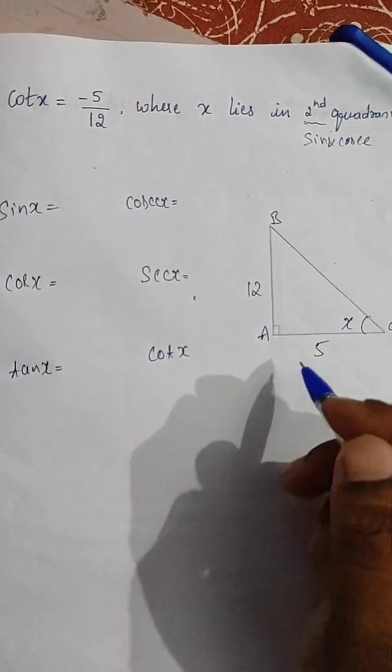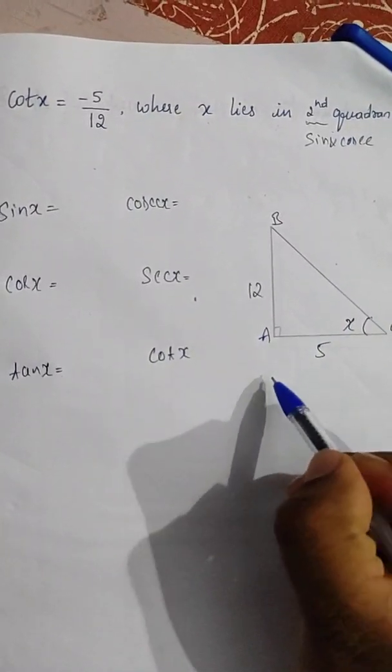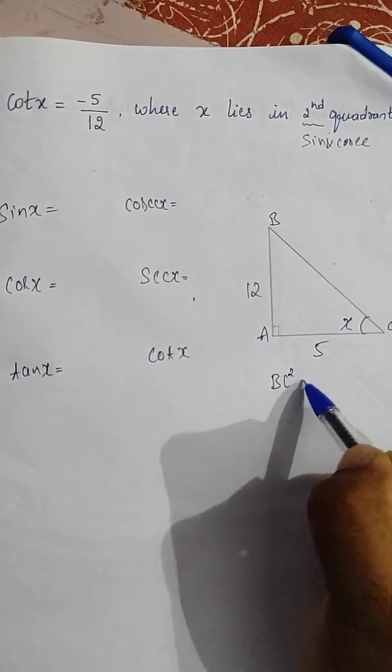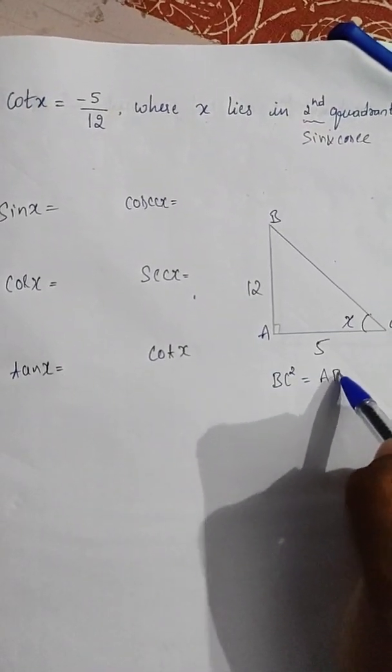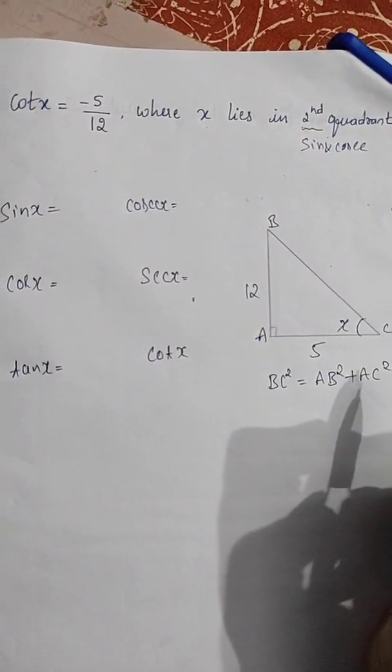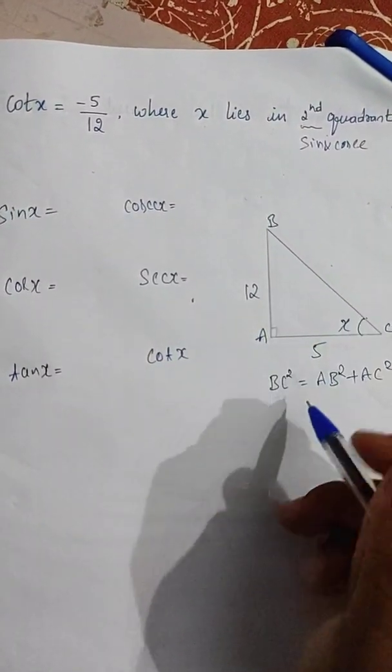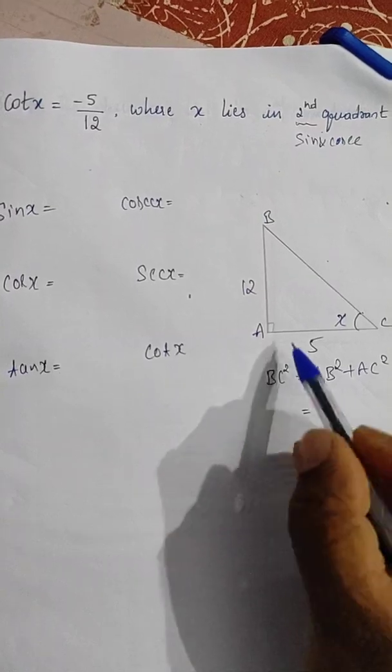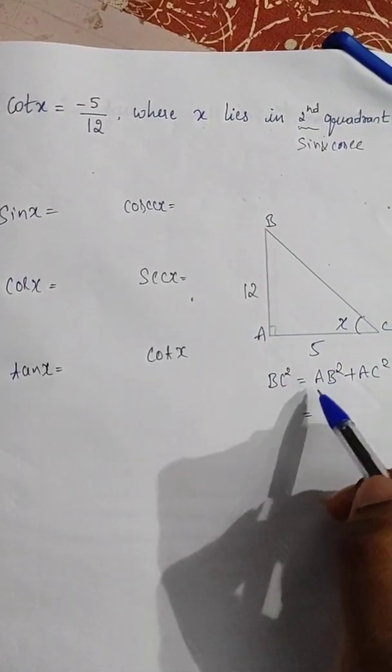you make use of the Pythagoras theorem. What is the Pythagoras theorem? Hypotenuse square, BC square is equal to AB square plus AC square. So this is the Pythagoras theorem. Let me find the hypotenuse. Hypotenuse square is equal to the sum of the squares of the other two sides.